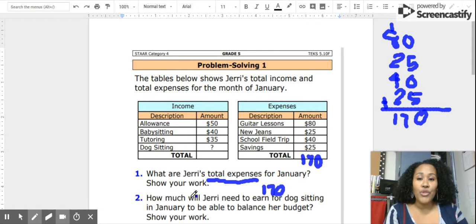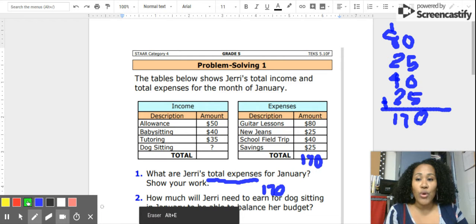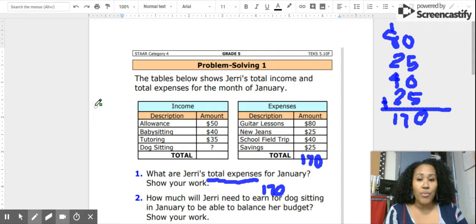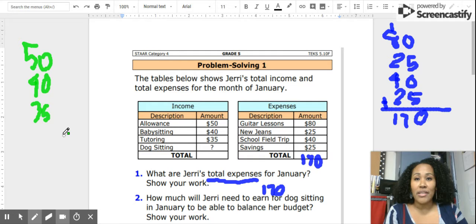Okay. Number two, how much will Jerry need to earn for dog sitting in January to be able to balance her budget? So if we know that she's going to spend $170, it's important to remember she has to make $170. So let's look at what she does make. She makes 50 for allowance. She makes 40 for babysitting. She's going to make 35 for tutoring. And dog sitting is what we don't know. So we're going to come back to that a little bit later.